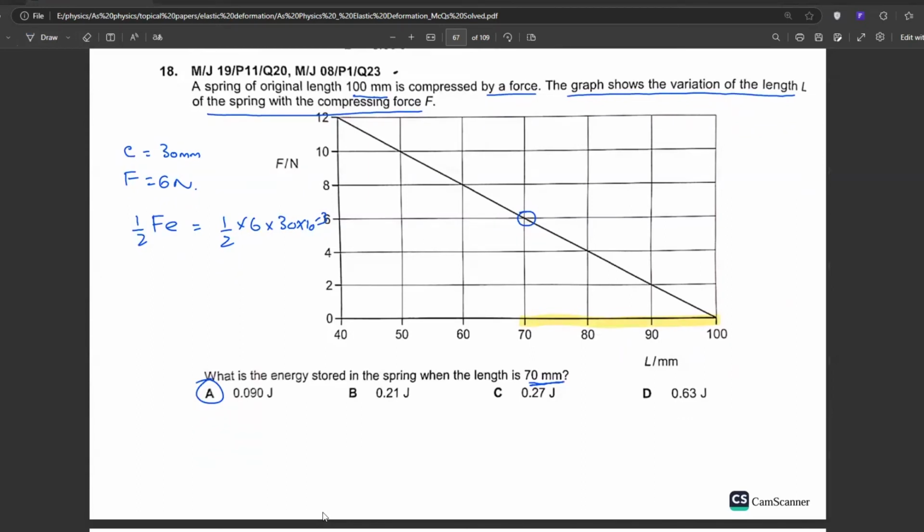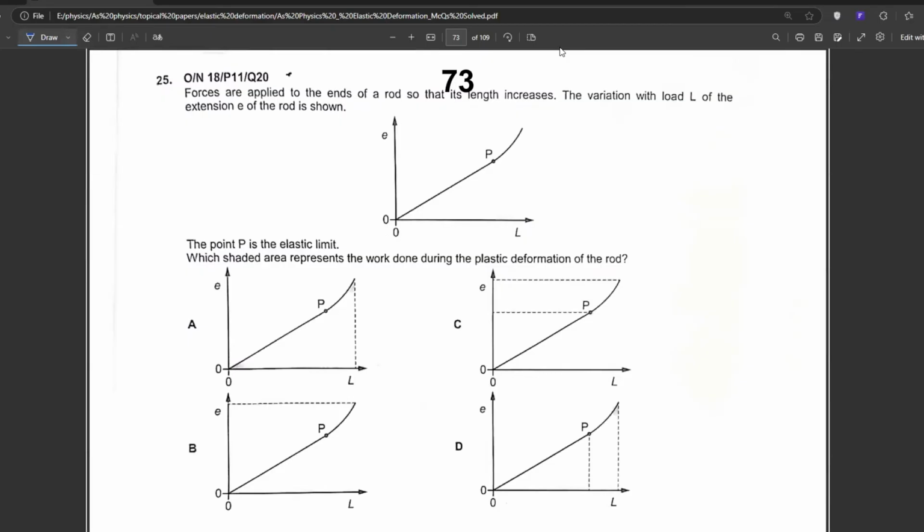Let's further move ahead. Okay, let's see this. Forces are applied to the ends of a rod so that its length increases. The variation with load of the extension of a rod is shown. Perfect. Force versus extension graph is basically given, where P is the elastic limit. Perfect. Which shaded area represents the work done during the plastic deformation of the rod?